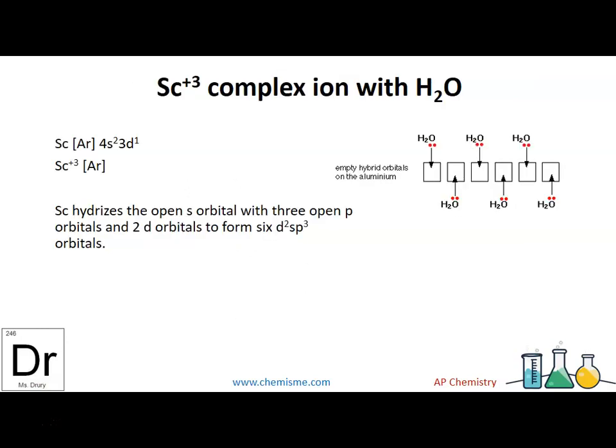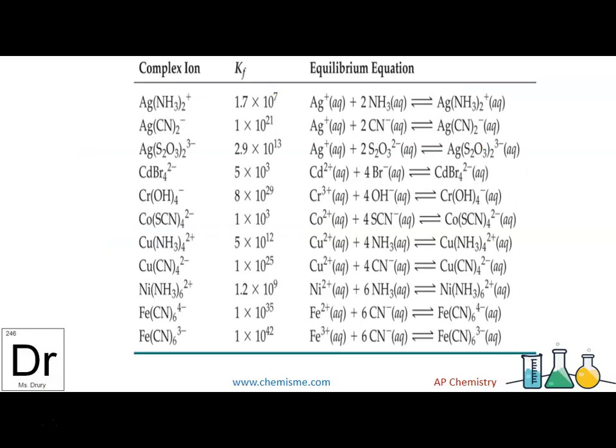It becomes scandium with 6 waters plus 3. So it's not just scandium plus 3 anymore. That's a normal ion. It's Sc(H2O)6 plus 3. And that makes it stay an ion.